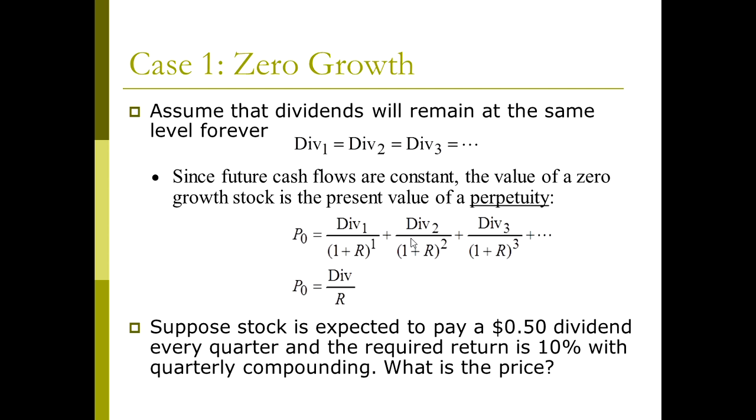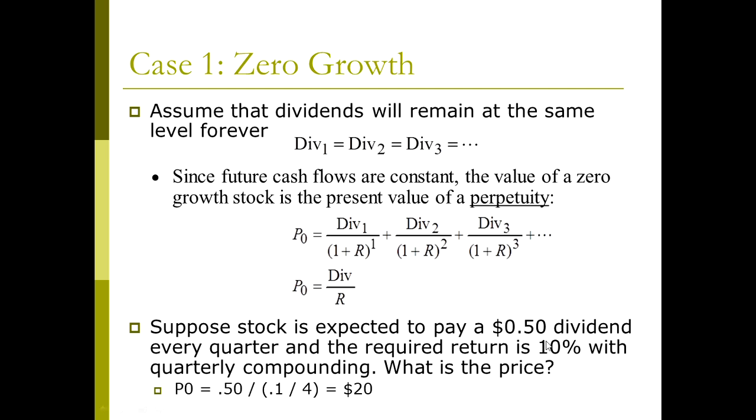Remember in the previous chapter when we talked about the perpetuity, right? A constant cash flow paying in the future forever. So if you still remember the formula for perpetuity, the zero growth stock value is going to be the constant dividend divided by R. For example, if a stock is expected to pay 50 cents dividends each quarter forever, the required rate of return is 10%. What is the stock price? Well, the stock price will be the constant dividend, 50 cents forever, divided by R.